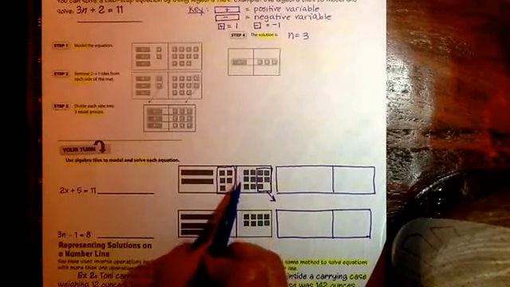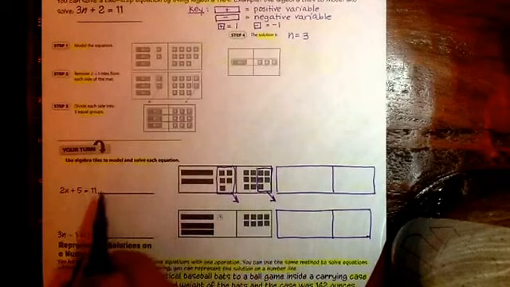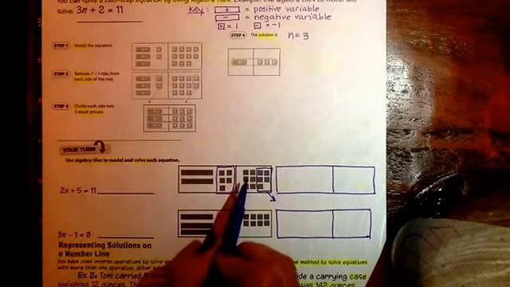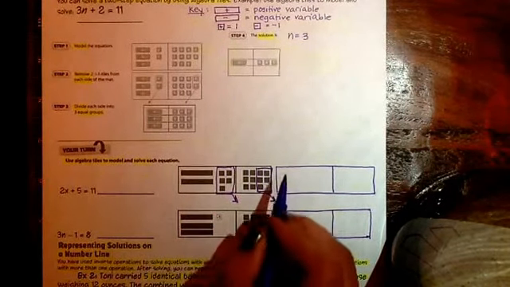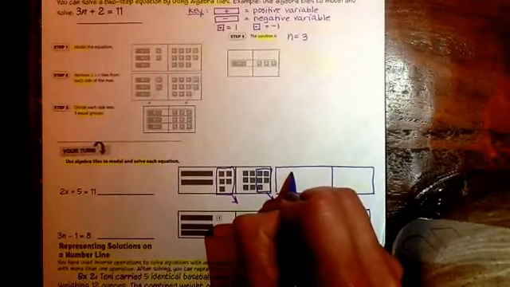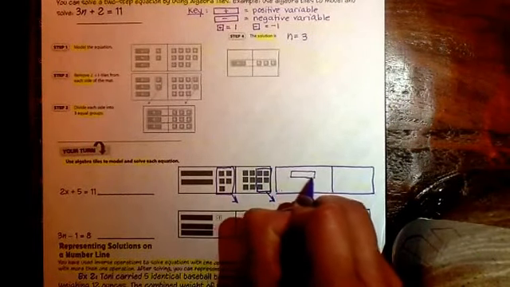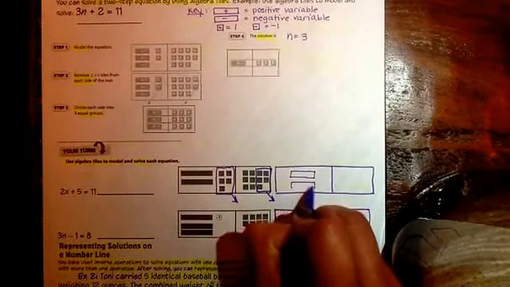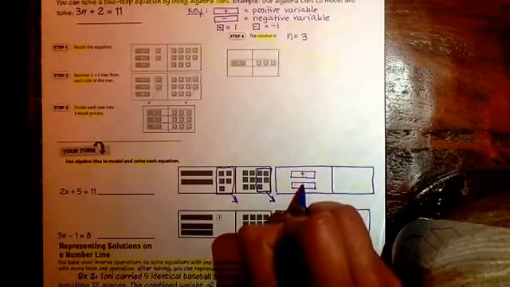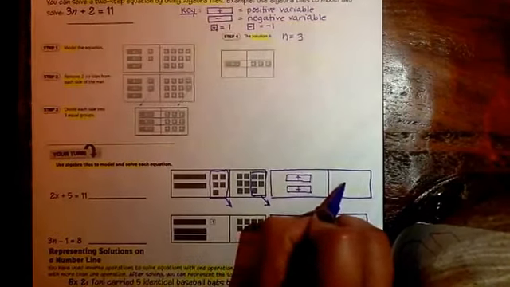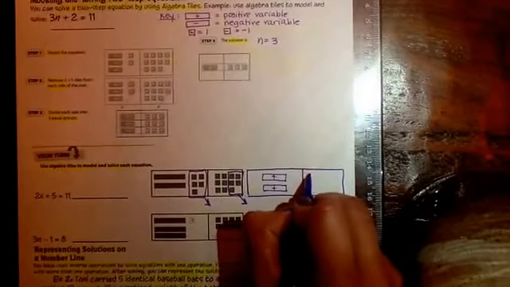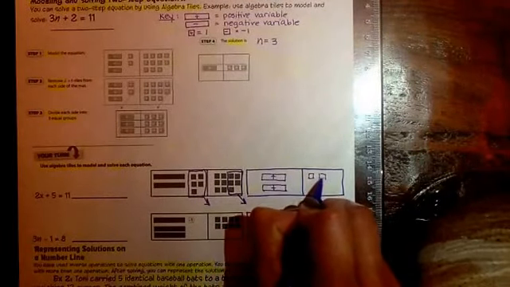on the other side, if I take 5 away, taking 5 from 11 leaves me 6. So that's what I have to draw over here. I have to draw what I have left. So I'm going to draw my rectangles here. And you don't have to shade them in. You could have put plus signs. And on the other side, you're going to draw 6 little squares.